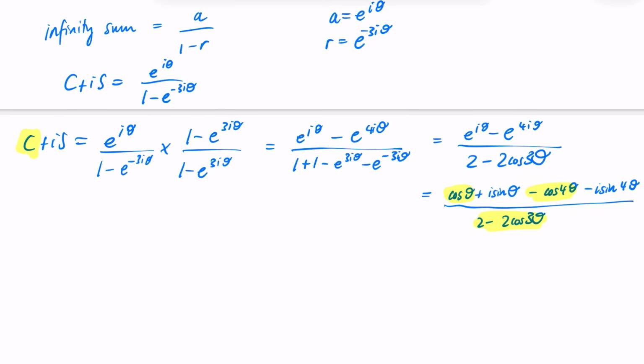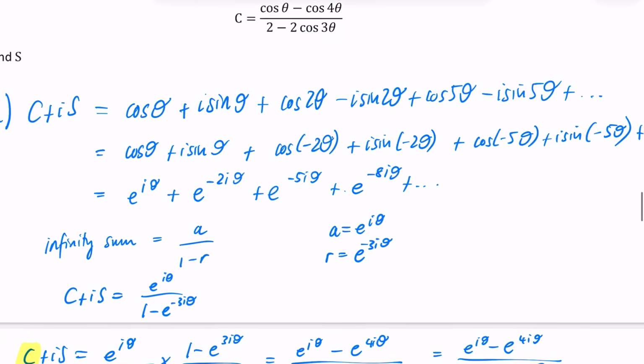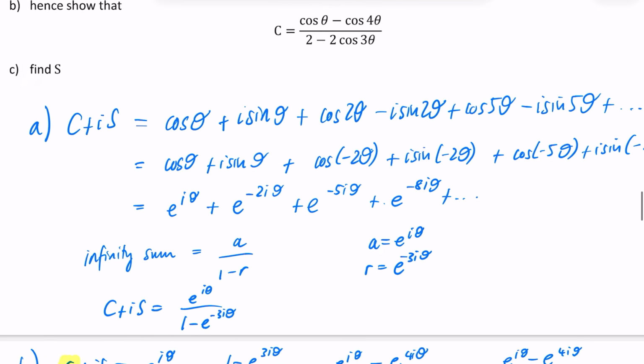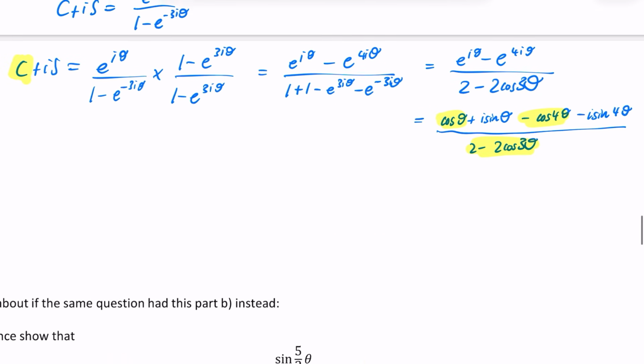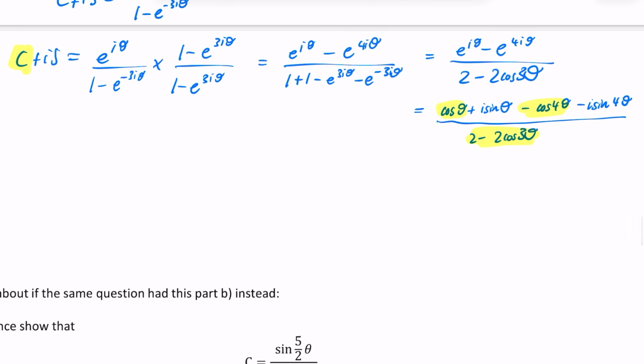If we wanted to find out what sine was equal to, we're going to do that in the next part. Yeah, we'll do that in the next part of the question as well. So this means, hence, C is equal to (cosθ − cos4θ) over (2 − 2cos3θ).